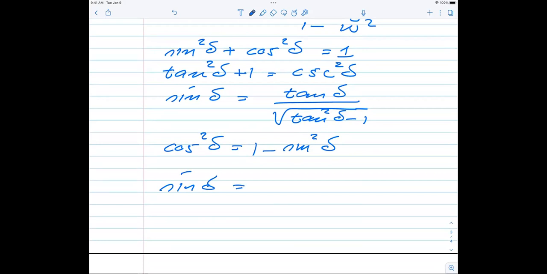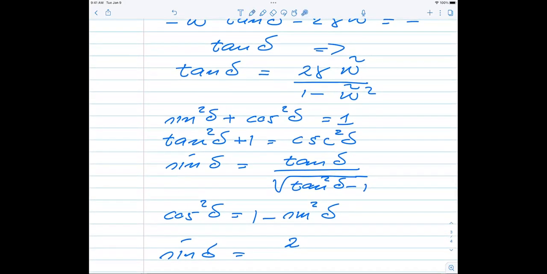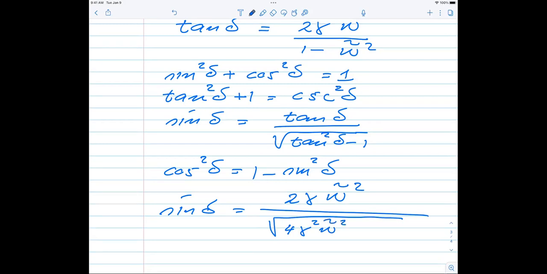So when we use these relations, we get a sine delta, which is simply given by, if I now insert the expression for tan delta, so I'm going to use this expression here in terms of the frequency and plug that in here. When I then manipulate everything, what I'm going to get is 2 times gamma omega tilde squared divided by 4 times gamma squared omega tilde squared plus 1 minus, and now I have gamma omega tilde squared and then squared again.